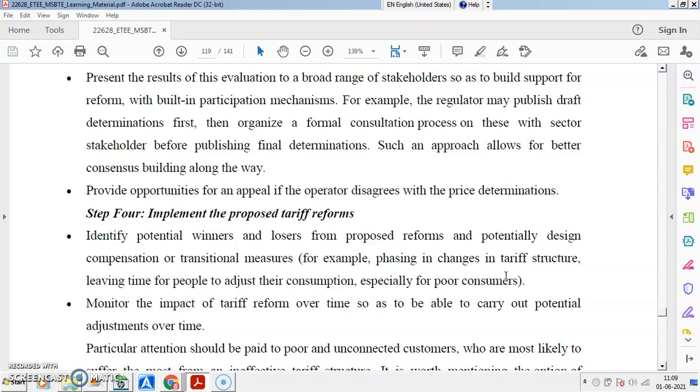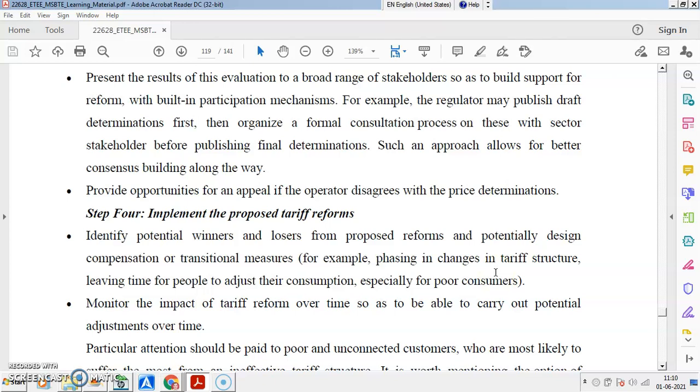Then the final tariff is designed, and then it has to be implemented. In the implementation of the tariff or reform tariff, you again identify winners and losers for the proposed reforms. So the winning terms you have to add, the losing terms you have to remove. So the changed or reformed tariff is available with you with the approval of MERC or the State Electricity Regulatory Commission, leaving time for people to adjust their consumption, especially poor consumers.